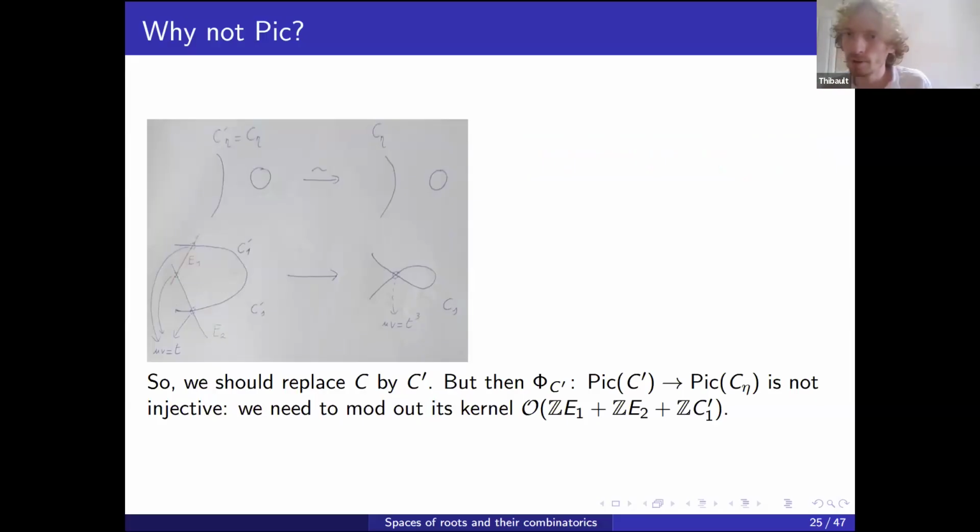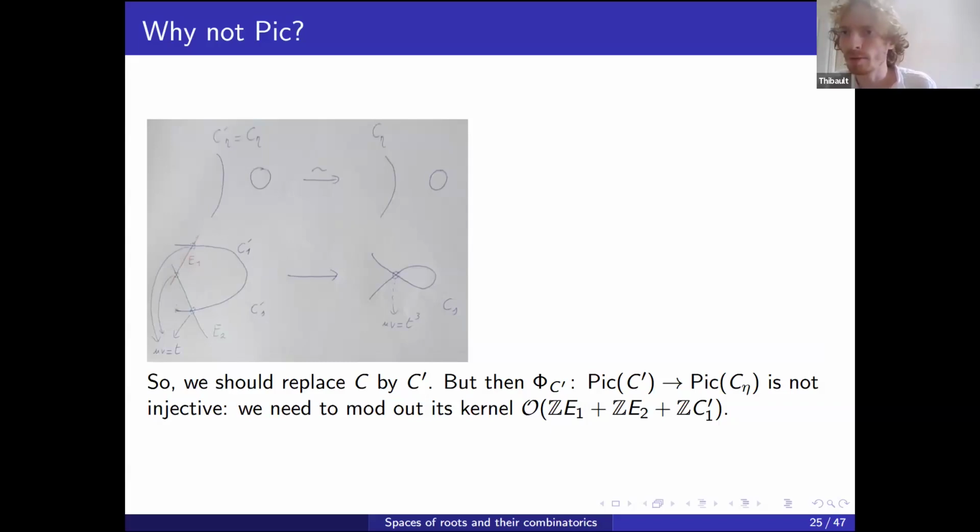Okay, so we would like to say replace C by C prime and your troubles have gone, but they haven't gone. This map is also not injective because if you look at any of these three components of the special fiber, E1, E2, and C1 prime, this is now a Cartier divisor on the total surface, so it gives me a line bundle. And because the Cartier divisor does not meet the generic fiber, this line bundle is of course trivial on the generic fiber. So for each of these divisors, I get a line bundle in the kernel of the restriction map.